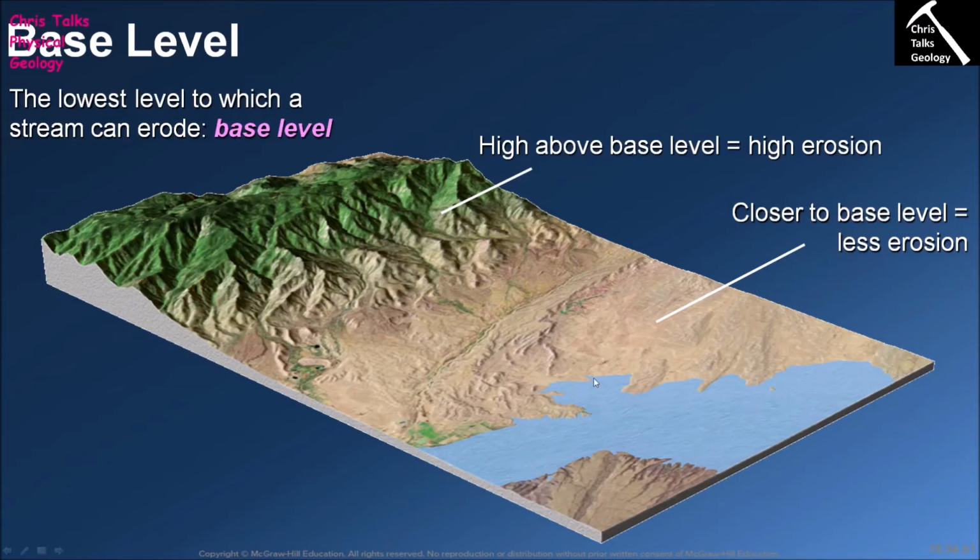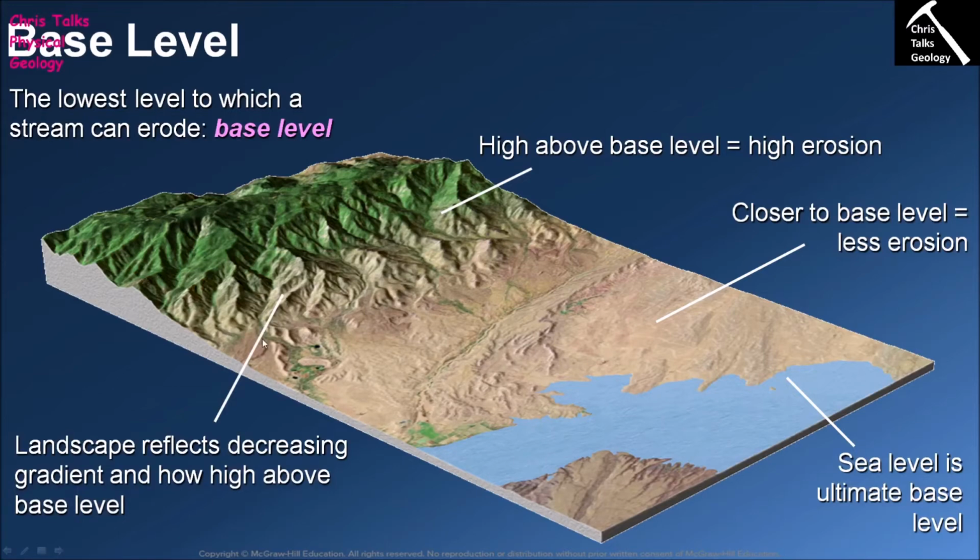Now, we know, of course, as we've already discussed, that the river will be unable to erode past base level, and of course the ultimate base level is sea level. So once our river makes it down here to sea level, that's it. It can't erode any further down. It can erode sideways, but it can't erode any further down.